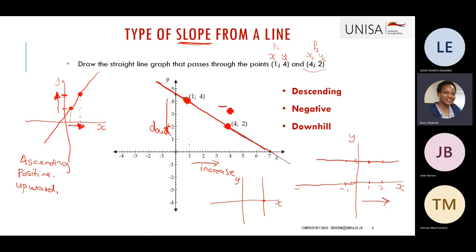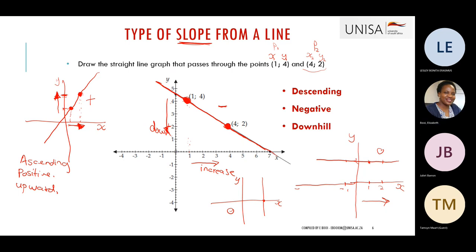When you calculate the slope and you get a negative value, you must know that that is a descending slope, a negative slope, and a downward slope. If you calculate the value of your slope and you get a positive answer, then you know that this is an ascending slope, a positive slope, or an upward slope. If your slope is zero, there is a constant x axis or y axis.